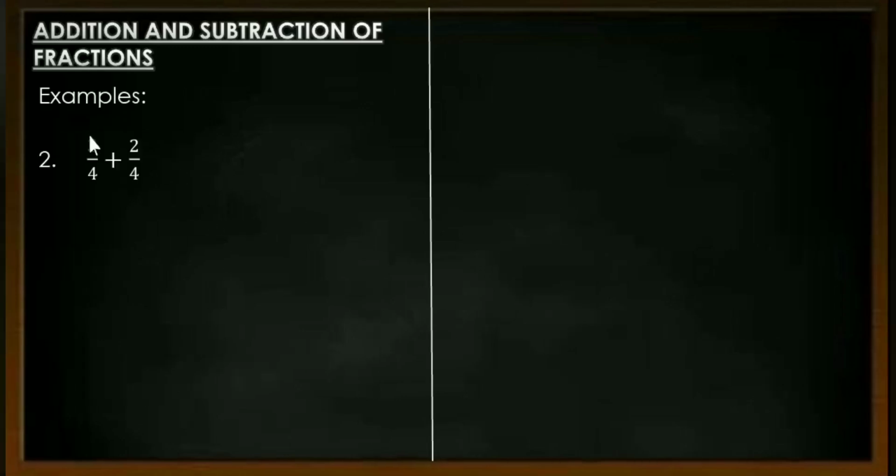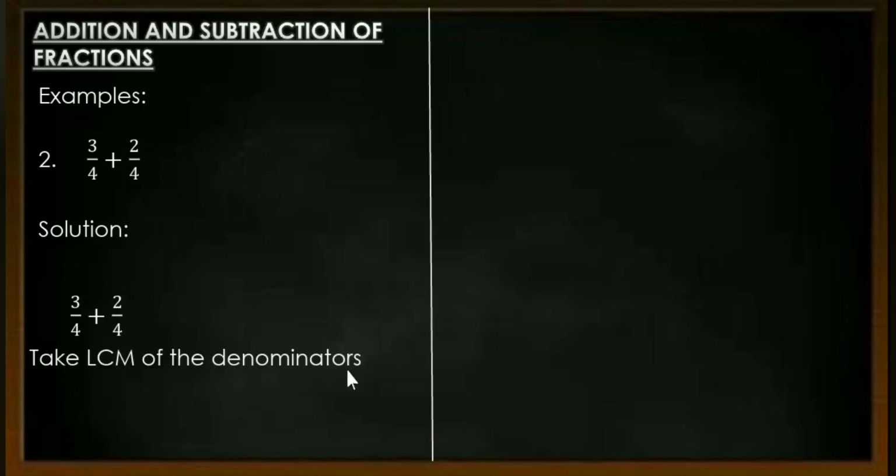Say we have 3 over 4 plus 2 over 4. So we are going to start by writing the fraction. We'll take the LCM of the denominators. Denominators in this case are what? Are 4 and 4. So when you take the LCM of 4 and 4, you have a 4 as your answer. So the next step is to leave a blank row.